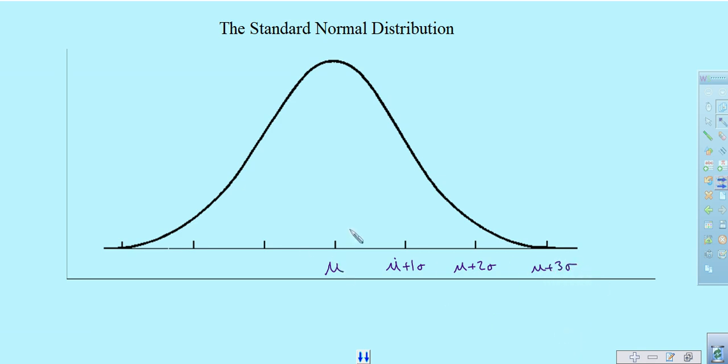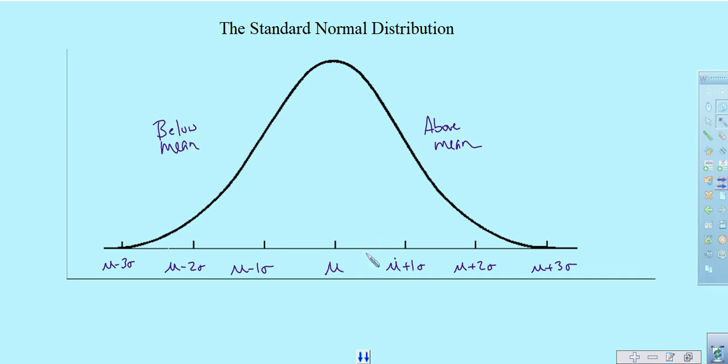If we decide to go down, so this is above the mean, if we decide to go down, this would be the mean minus 1 standard deviation, this would be the mean minus 2 standard deviations, and this would be the mean minus 3 standard deviations. And this would be below the mean.